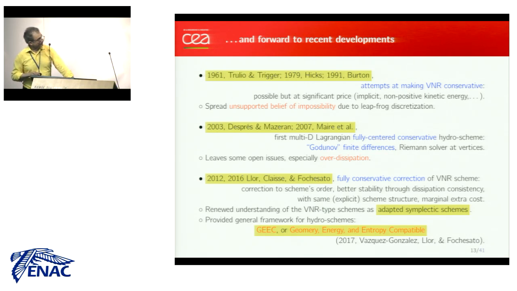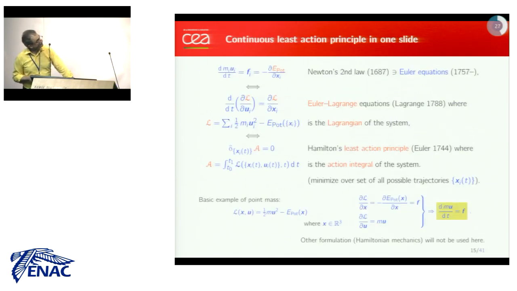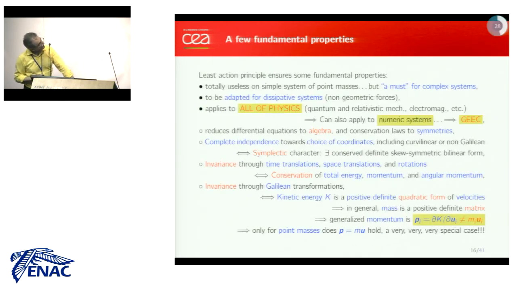Now, this work eventually provided us with the roadmap to apply to general hydro schemes, and we call this roadmap GEEC: Geometry, Energy, and Entropy Compatibility. So how does it work? Well, you know the least action principle. You know that Newton's law is equivalent to the Euler-Lagrange equations, which are equivalent to the least action integral. We have seen this for many talks now.